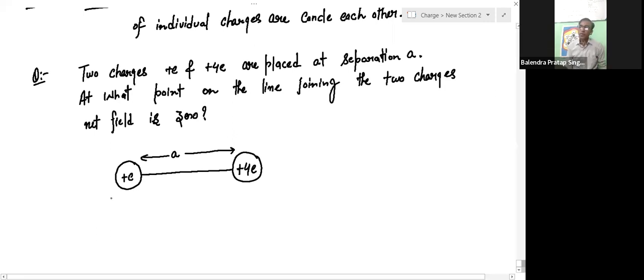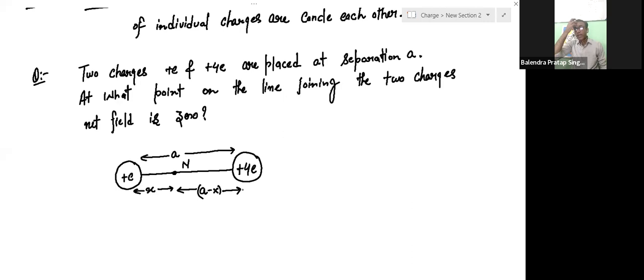Suppose we don't know where the neutral point is, so we can consider any point as a neutral point. Suppose I'm considering this point as a neutral point, at a distance x from this positive E. I'm assuming x, and what we have to find is the value of x. So the remaining distance will be a minus x. Is it clear? If you have any doubt, you can ask anytime.